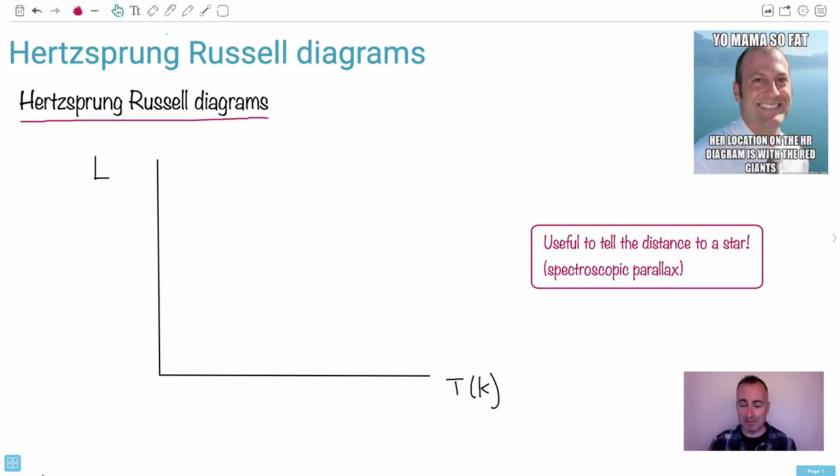Sorry for the Your Mama So Fat. There's actually two of them in this set. So Your Mama So Fat, her location on the HR diagram is with the red giants. That's really nerdy, and of course, nothing against anybody's mother. Those are just dumb jokes.